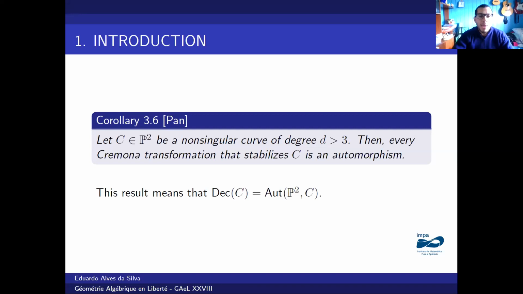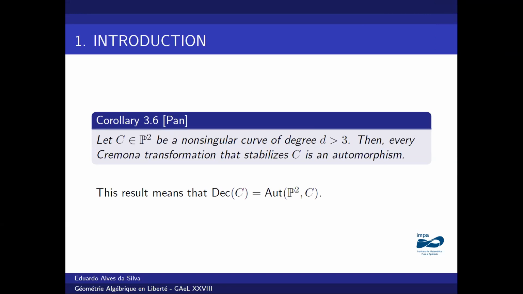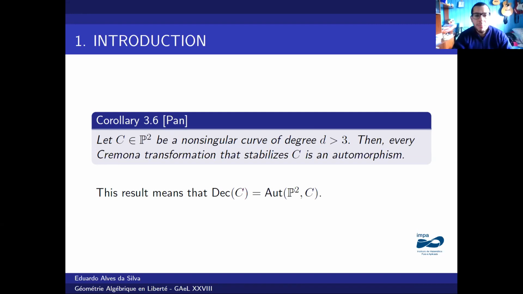And this corollary by Pan means that the decomposition group of this curve consists of the linear automorphisms of P2, which preserve that curve as a set. So far, I have explained some results and some examples about inertia and decomposition groups of non-singular and irreducible curves of genus greater than 1.